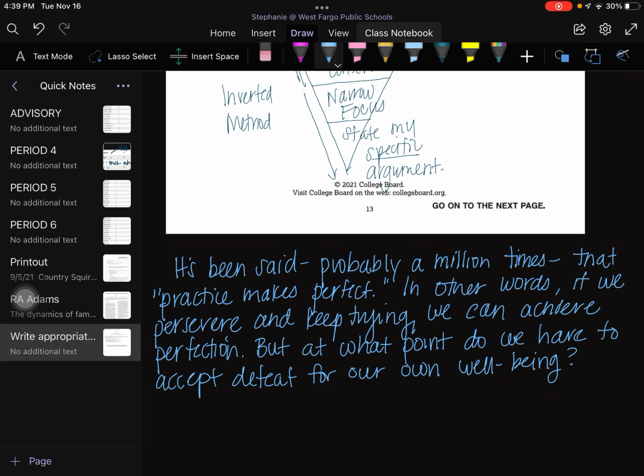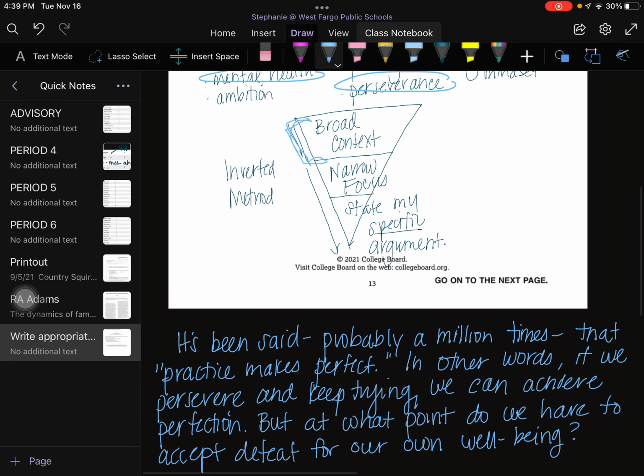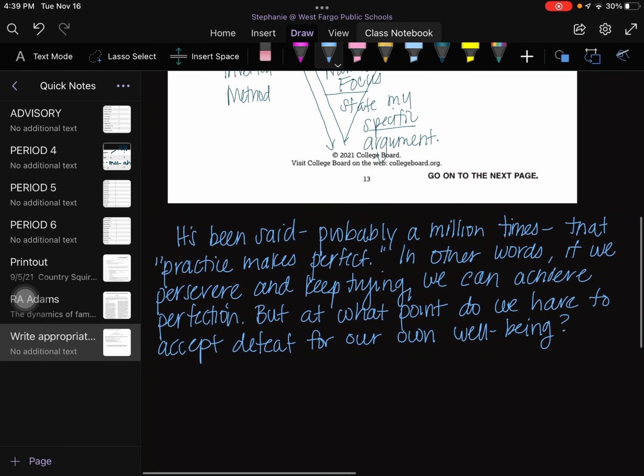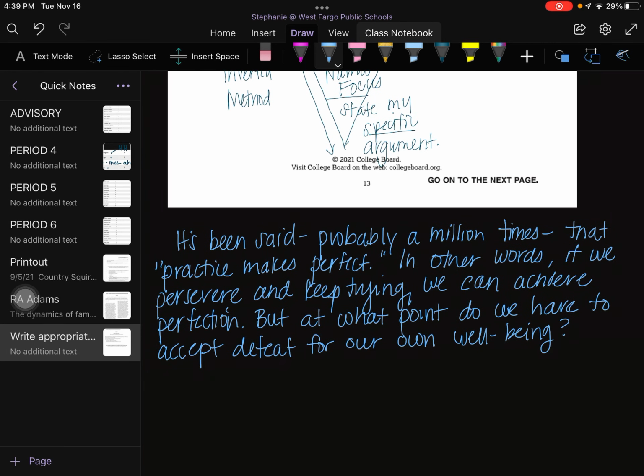So this is my broader context part. So far, I've written this part right here. I've connected to this common expression people have heard. I've posed a question that kind of starts to challenge that a little. Now the next thing I want to do is narrow. I'm not going to jump into my thesis yet. I want to kind of elaborate on the question that I posed in hopes that it will kind of lead into my thesis statement. So I said, but at what point do we have to accept defeat for our own well-being? So now I'm going to kind of answer that question, explain it.